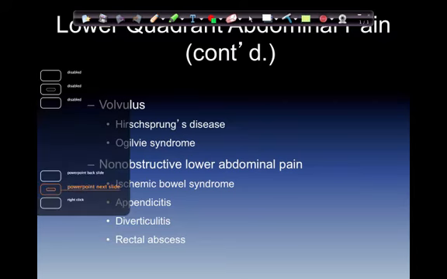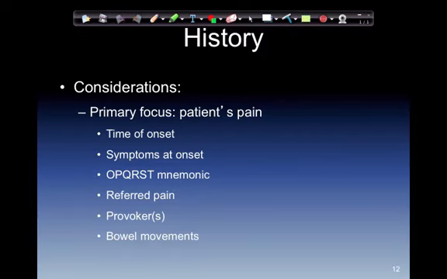So it would just be an inflammation or an infection of that area. History: consider primary focus on the patient's pain. What time did the symptoms onset? The standard OPQRST mnemonic. If there's any type of referred pain and anything that makes it better or worse or provokes it. And when was their last bowel movement?